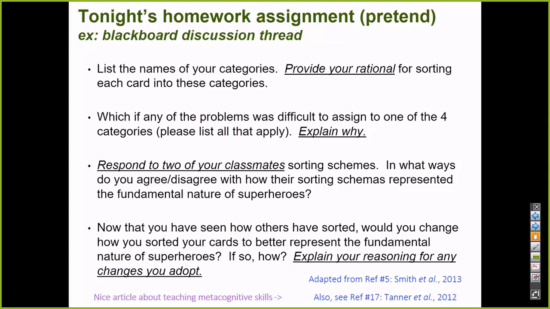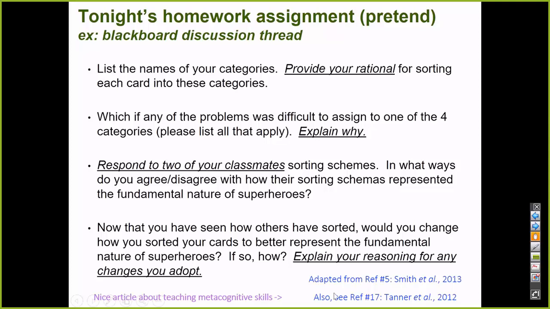Okay, so if we were to do this in a class, what you could do next, this is getting at the metacognitive skills, is assign some sort of discussion, like say on Blackboard, where you ask them to provide their rationale for sorting. They explain which of them was the hardest to sort and why, and they get to see each other's responses too, so they're interacting with their peers. And then you can ask them explicitly, what do you think of how this person sorted? What was good about it? What did you like? What didn't you like? And then to revise how they are sorting their cards, okay?